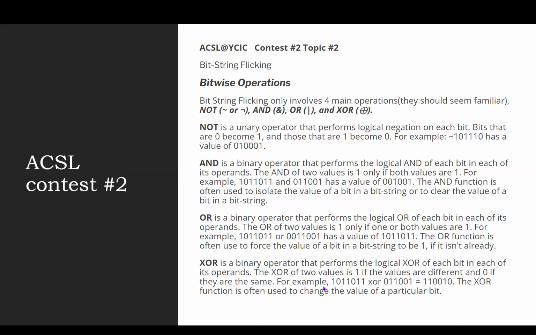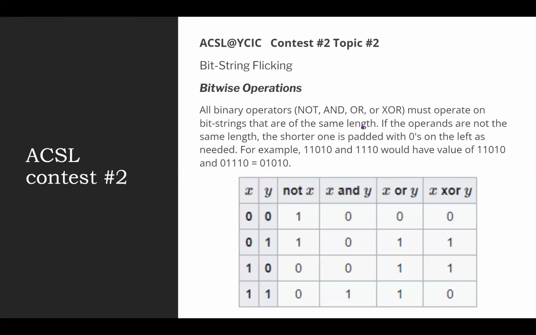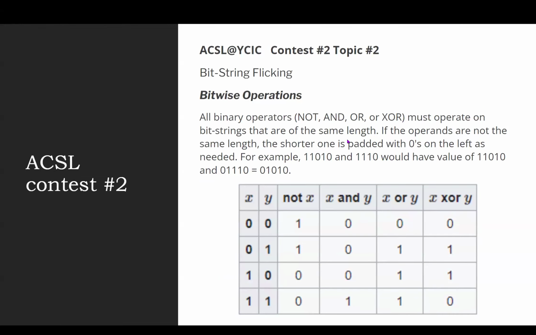XOR is if the 2 values are different, then it's 1, but if they're the same, it's 0. For example, the first one is 1 and the second number is 0. So the output is 1 because they're different values. And this only works if the strings are the same length.